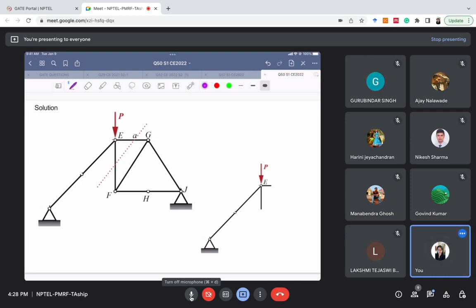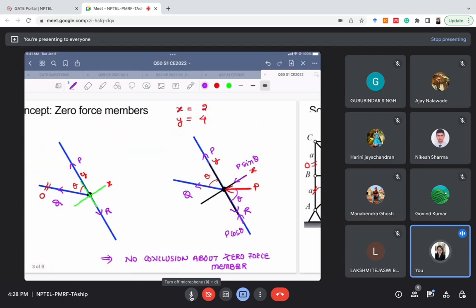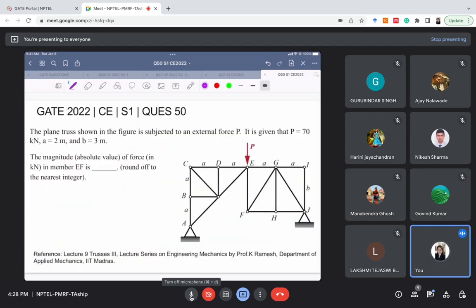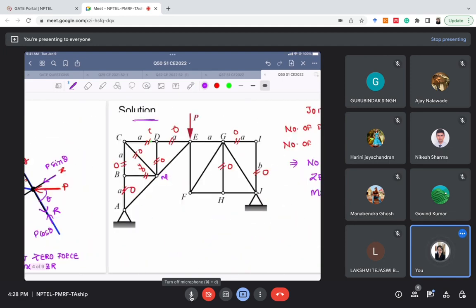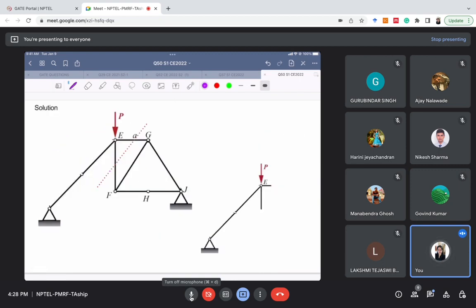As you can see, this was the problem which was given to us. This big problem, with the help of the zero force members, we have reduced to this much smaller problem. Now it is easy for us to analyze this truss. So we'll now use the method of sections to analyze it. We can also use the method of joints, but it is simpler in this case to use the method of sections. So first we will identify the reactions.